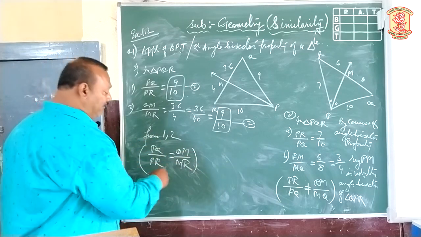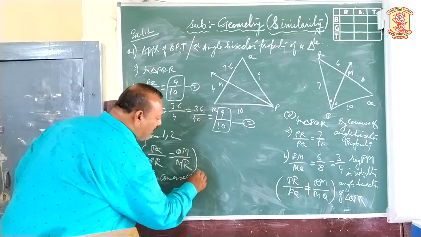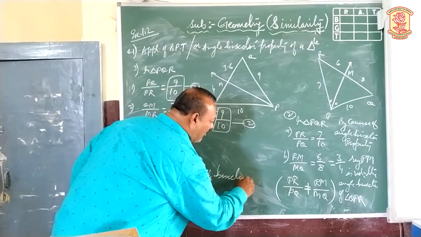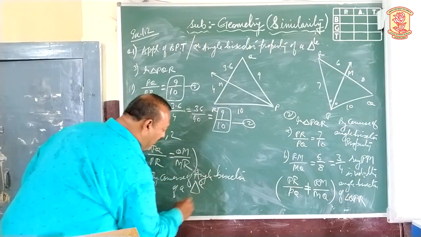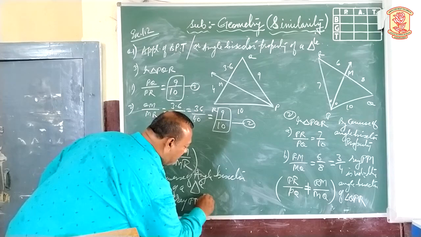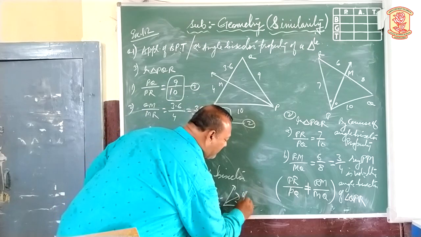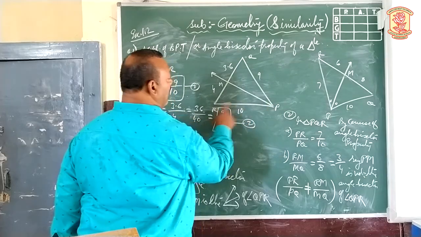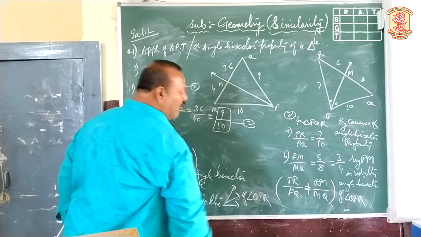Now both are equal. Therefore we can say that by converse of angle bisector property of a triangle, ray PM, which is that ray? Ray PM is the angle bisector of angle QPR. Which ray? Ray PM. Ray PM is the angle bisector of angle QPR.